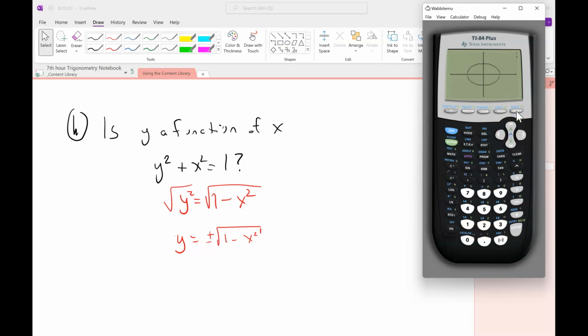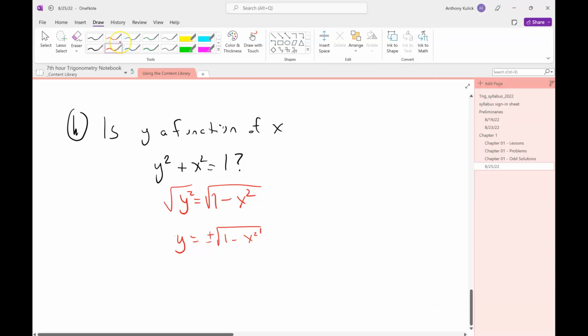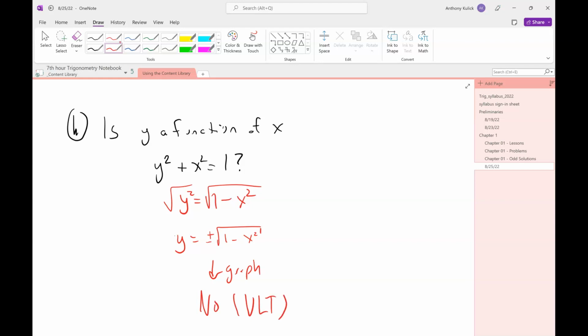What did we get? Circle. Is this a function? No. So just turn this into a graph, and the answer is no, because we failed the vertical line test. Everybody happy with that? You could have also done this numerically.